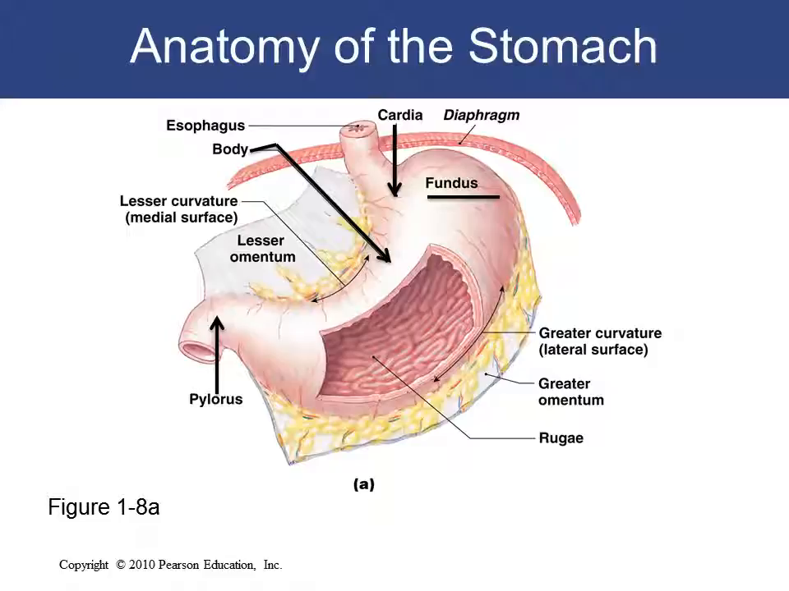And there are two curvatures as seen in this diagram of the stomach. We have the lesser curvature that forms the short concave border of the stomach and is found at the medial surface of the stomach. And we have the greater curvature, which forms the longer convex border of the stomach, which is found at the lateral surface of the stomach. At the lesser curvature there is a peritoneal attachment called the lesser omentum, and at the greater curvature there is a peritoneal attachment called the greater omentum.